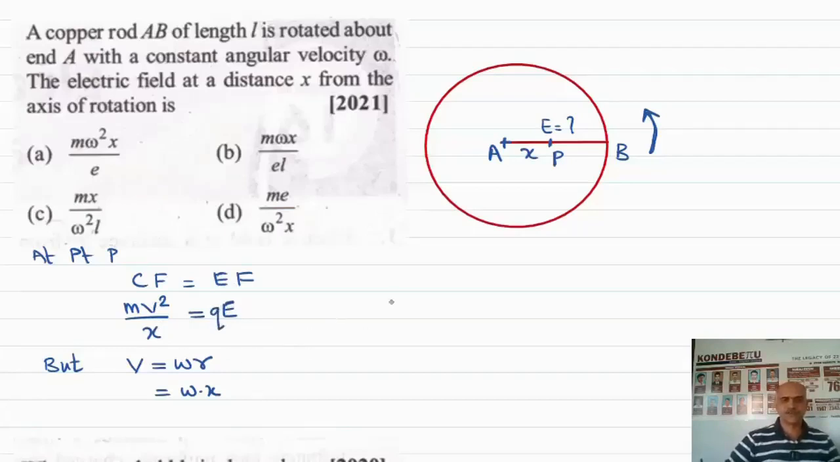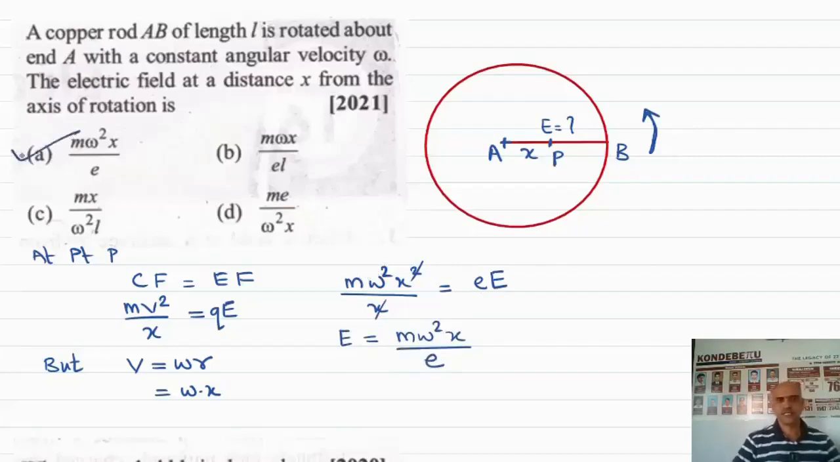Now I will substitute. So m V square will be m omega square into x square divided by x, equals charge into electric field E. So E will come to the denominator, and one x gets cancelled. So electric field is given by m omega square x divided by e. Now check the options, m omega square x by e. So option A is the answer. A is the answer. Is it clear?